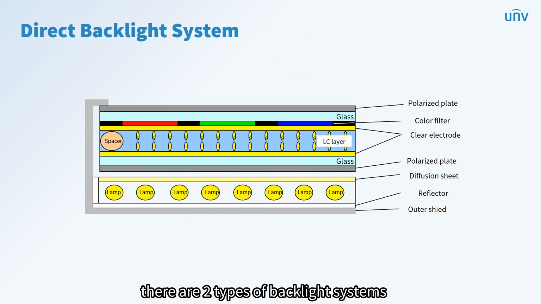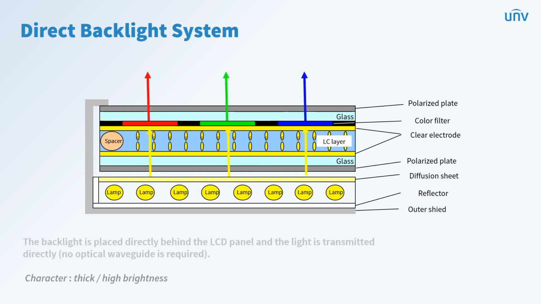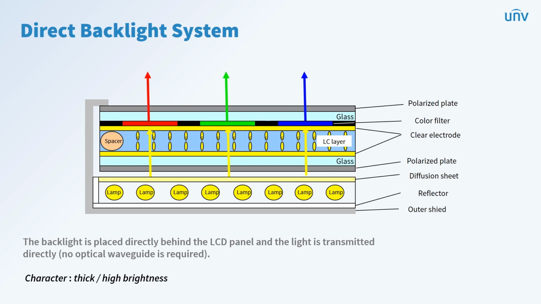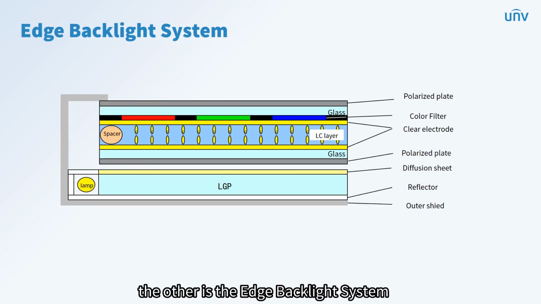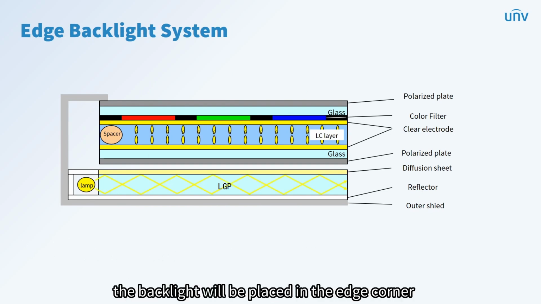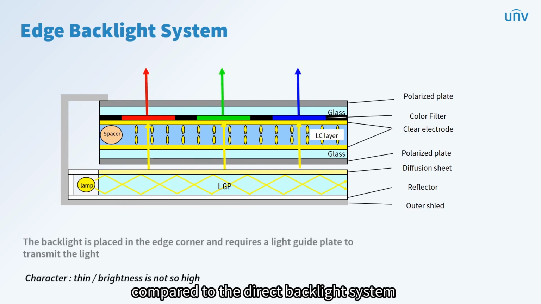There are 2 types of backlight systems. The first one is the direct backlight system, which is placed directly behind the LCD panel. It has high brightness but is a little bit thick. The other is the edge backlight system. In this backlight system, the backlight will be placed in the edge corner and requires a light guide to transmit the light. Compared to the direct backlight system, it's thinner and has a lower brightness.